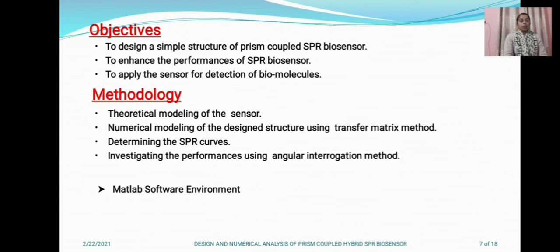Objectives. The main objective in this work is to design a simple prism coupled SPR biosensor based on the Kretschmann configuration to intensify the sensing performance.